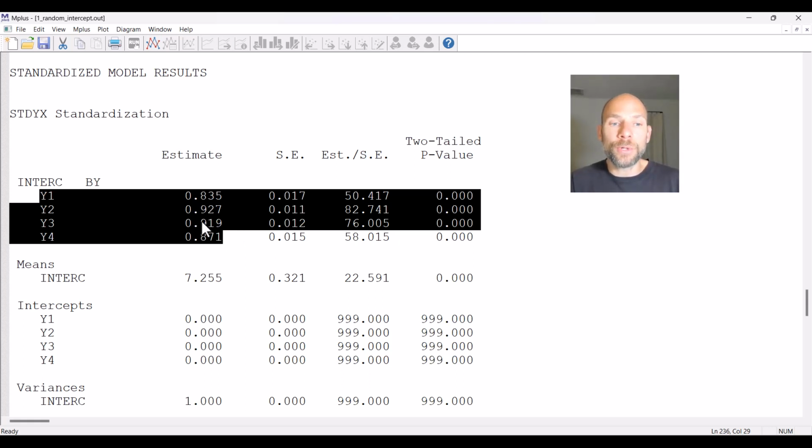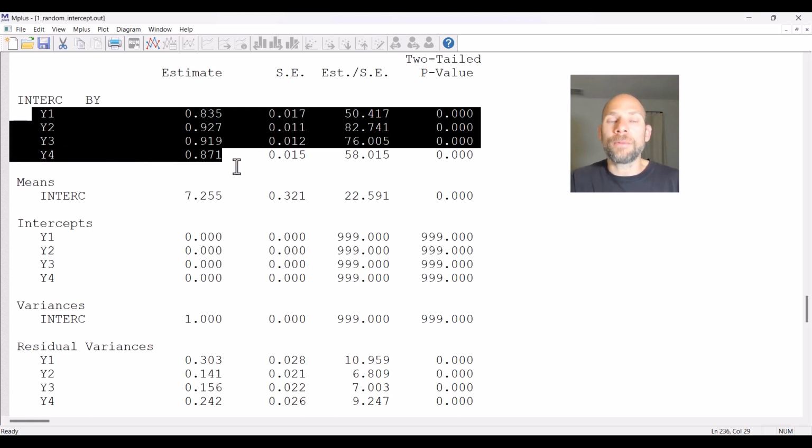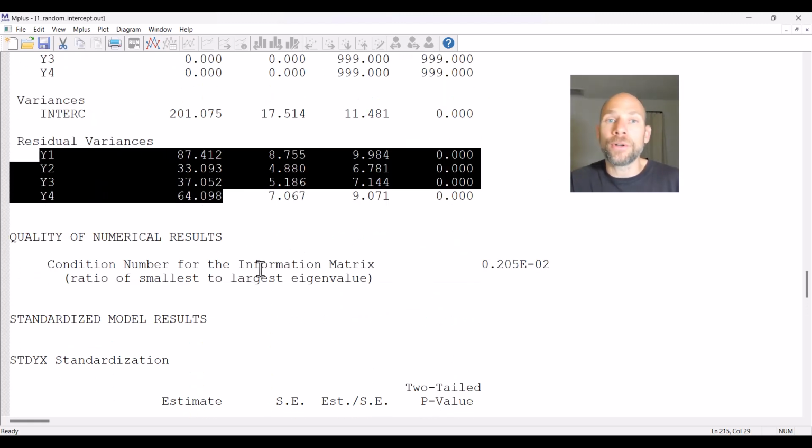Identification of this solution is achieved by fixing the variance to 1. So in the standardized solution, all variances are fixed to 1, and then that allows us to freely estimate the loadings, and they will differ between indicators unless we also constrain the error variances to be equal across time, which we did not do in this model.